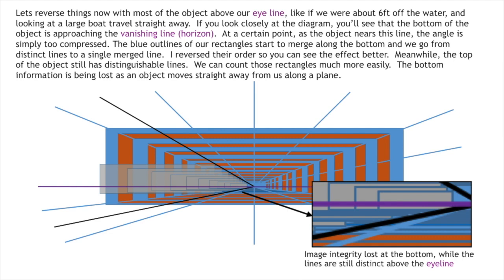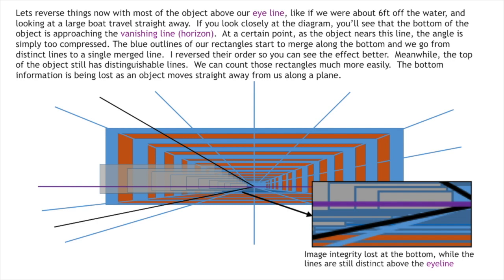So if you look closely at the diagram, you'll see that the bottom of the object is approaching the vanishing line or horizon. So those transversal lines get very close to that horizon line very quickly. So in essence, what ends up happening is the bottom becomes less distinct earlier than the top. And so that's kind of the takeaway from this point.